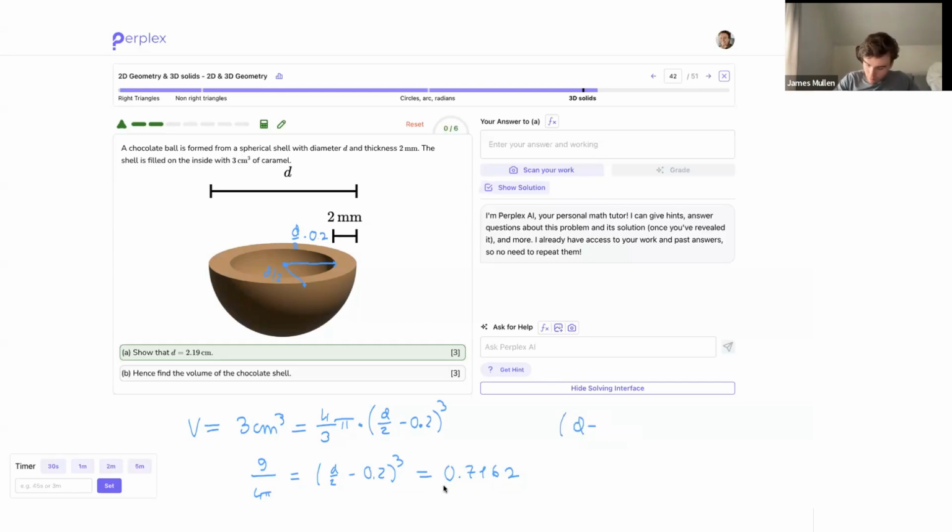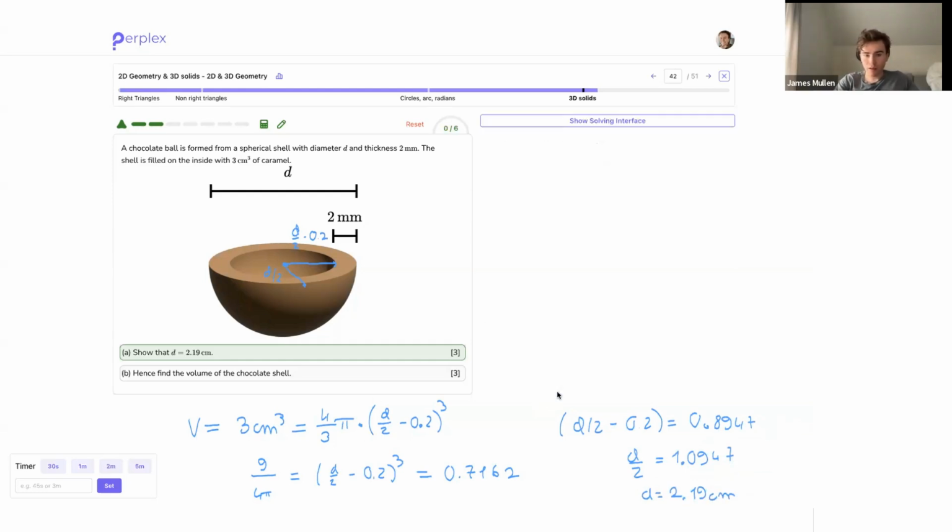Then I'm going to take the cube root of both sides, and that's going to tell me that d over 2 minus 0.2 is equal to 0.8947. All right, now I add 0.2 to get d over 2 is equal to 1.0947. And then multiply by 2, and I get d is equal to 2.189. So if I round it, 2.19 centimeters. All right, that is part A.